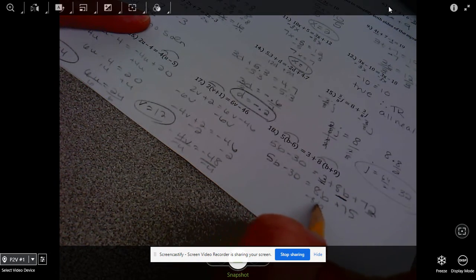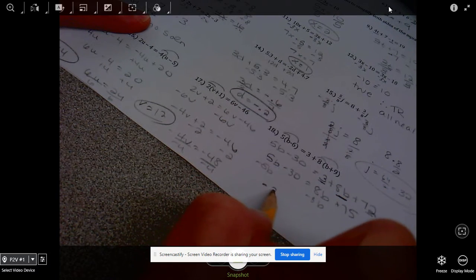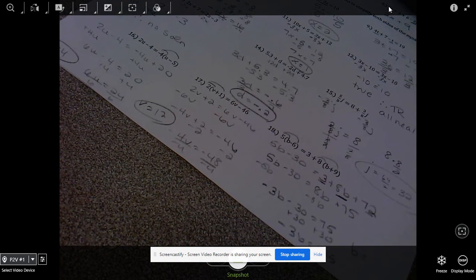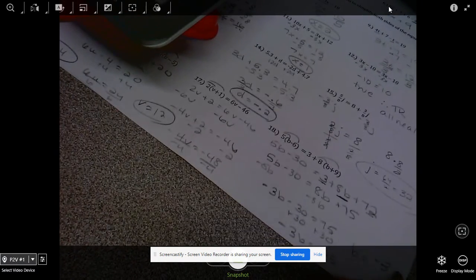I'm going to get rid of 8b on both sides. Add 30 to both sides. B is a negative 35.